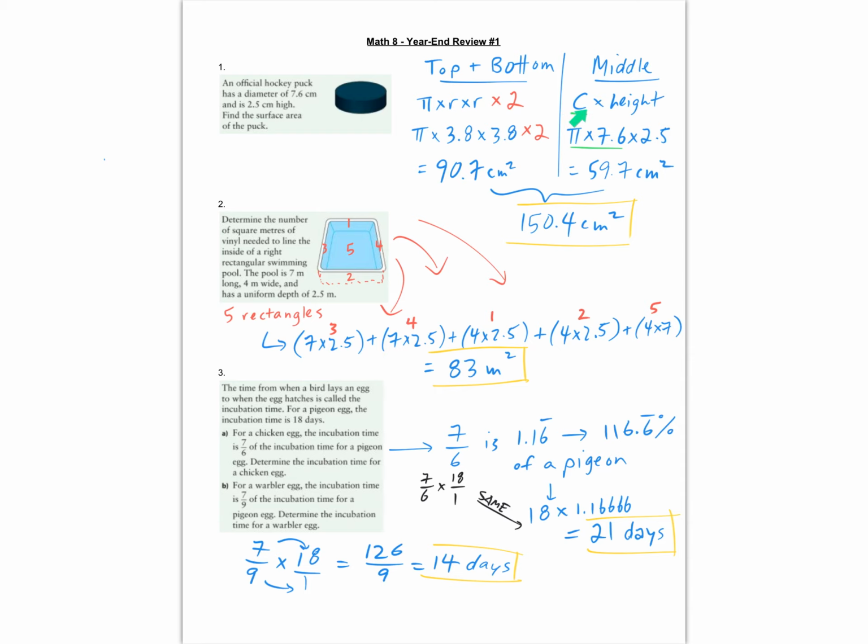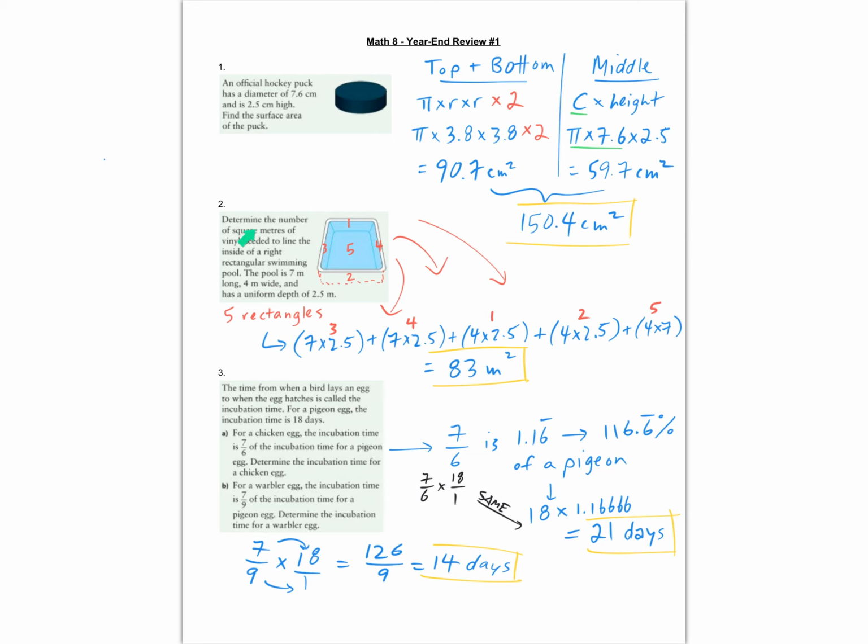And it's the circumference of the circle, which is the distance around the perimeter of a circle, times the height of the puck. The puck is 2.5 centimeters high. To find the circumference of a circle, it's pi times the diameter. So the diameter is 7.6. So 3.14 times 7.6 times the height, which is 2.5, gives us 59.7 centimeters squared. Add those up. 90.7 plus 59.7 gives us 150.4 centimeters squared.